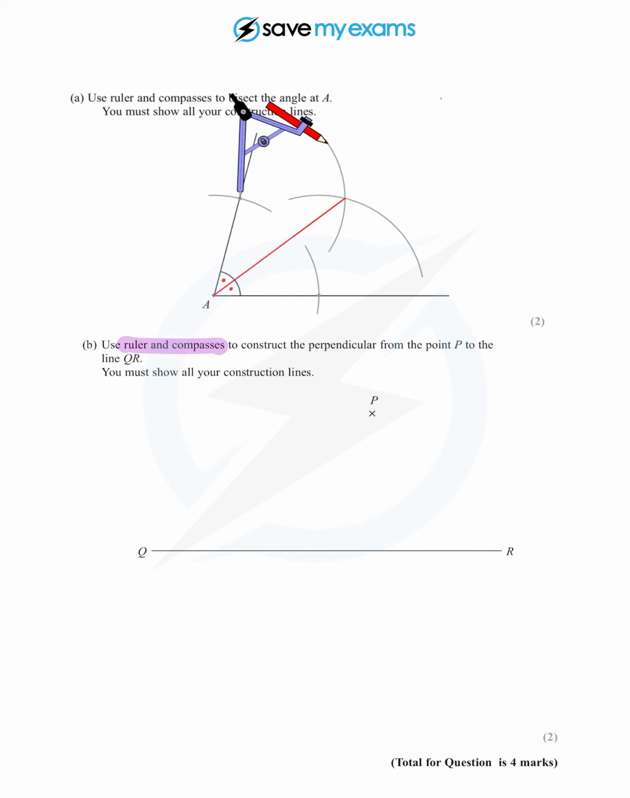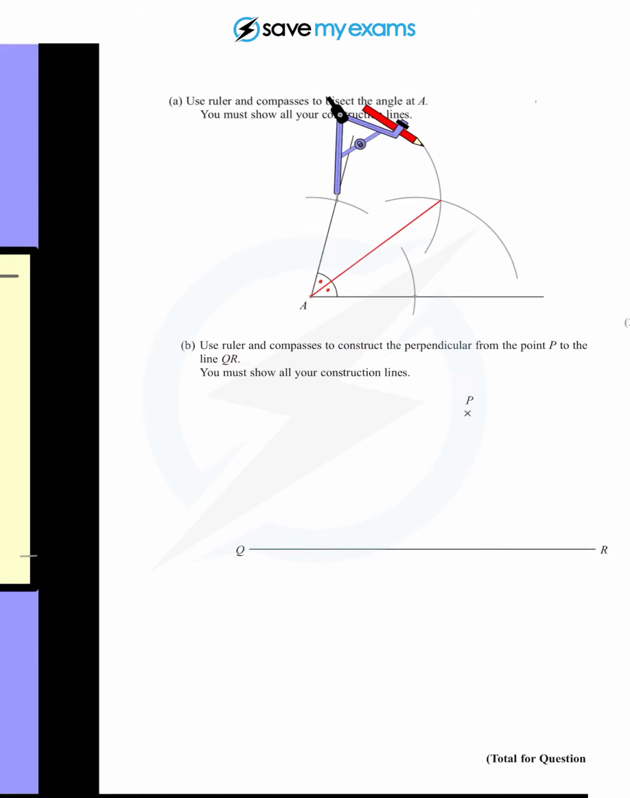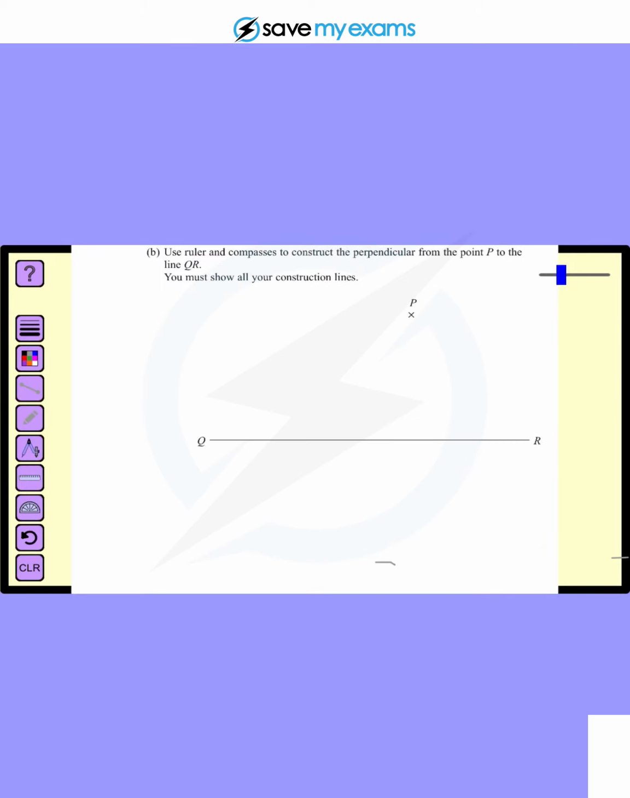Okay, so having done that, let's see what we can do with part B. Again, ruler and compasses, this time a perpendicular from the point P to the line QR. So we want to end up with a line like this at right angles to that. Okay, well, let's see what we can do. Let's go back to the geometry set. Now this is going to be quite similar to part A in many ways.